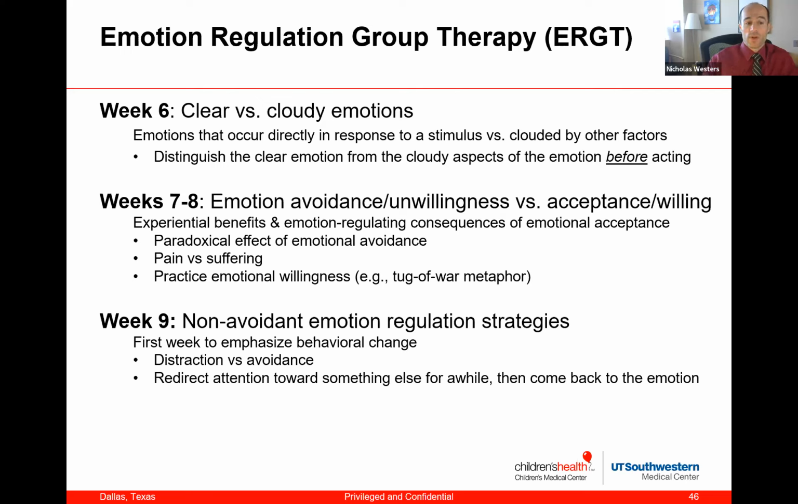So this is the first week to emphasize behavior change, kind of like T-SIB. The first session was session 5. We wanted to start replacing self-injury urges and behaviors with the alternative behaviors that we talked about. Same thing here. We want to do that in week 9 and redirect attention towards something else for a while, and then come back to it, back to the emotion. Sometimes that's helpful rather than just avoiding all the time.